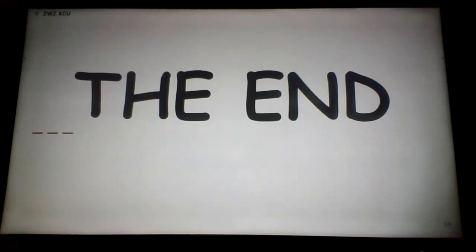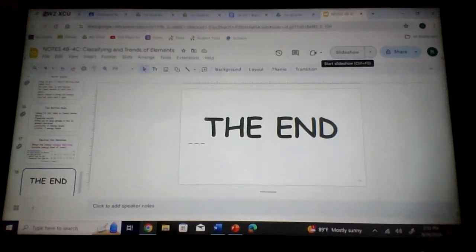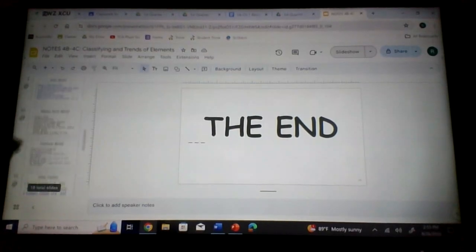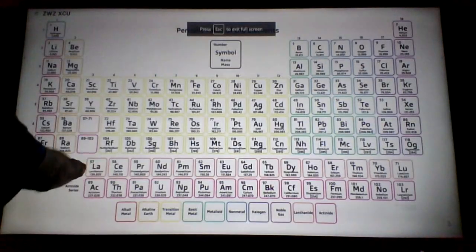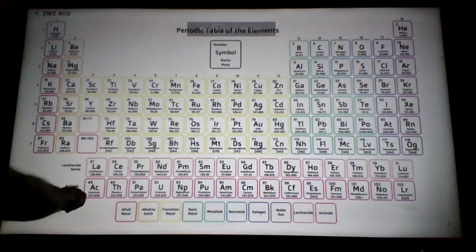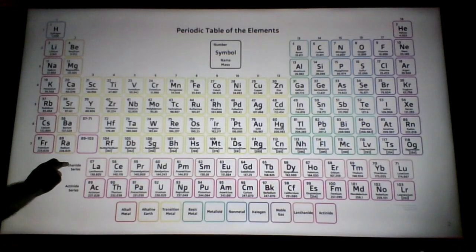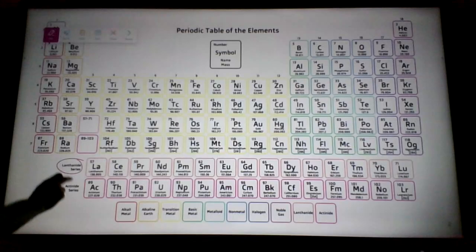Well, I thought I had the other periodic table up there, but I said we'd look at the example, so let's do that. Right there. And there we go. These are the lanthanide and the actinide series right here. The lanthanide series and the actinide series I told you about on the other page.